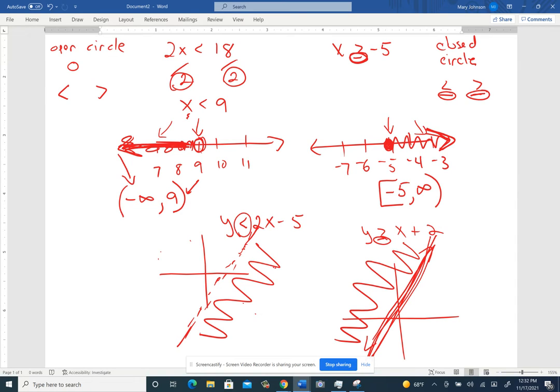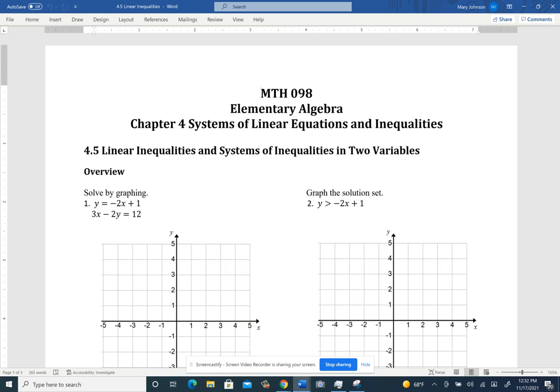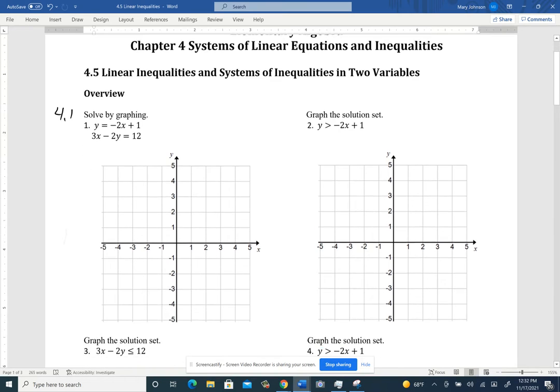So it's related to what you did before, but it'll feel quite different, okay? I also want to, on this sheet, I also have it where we're relating it back to what you did in section 4.1. This is 4.1, solving by graphing. Okay, so let's go ahead.